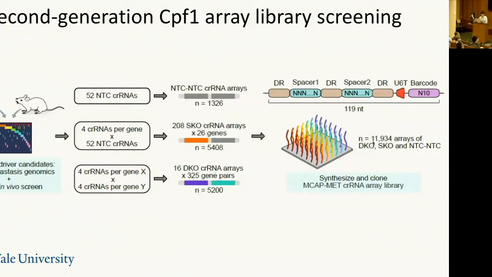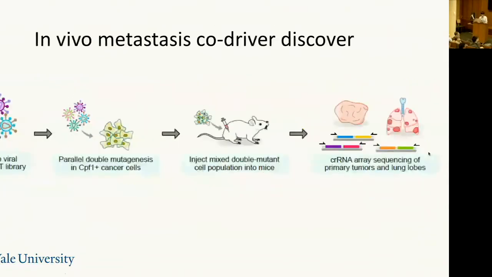And what we did is we synthesized an array of 11,934 features that have the double knockout, single knockout, NTC, neutral, double neutral. And we put this into a lentiviral library, and then we use this library to double mutagenize the cancer cells that are Cpf1 positive that we introduced. So these double mutant cell pools were injected into the animal, and then we look for how the metastasis happens and which of the double mutants are enriched in the metastatic clones.